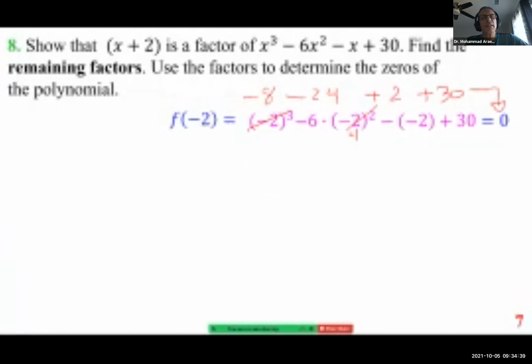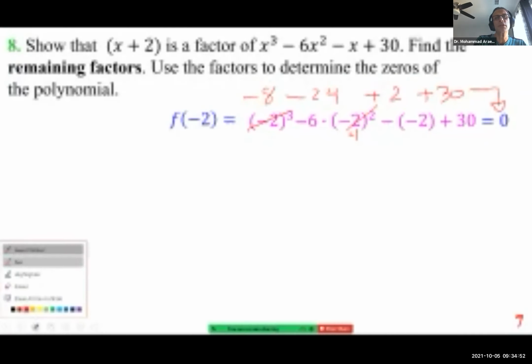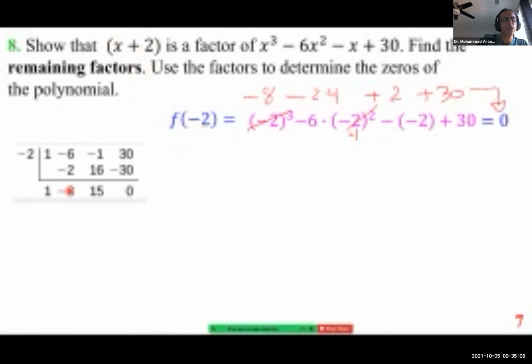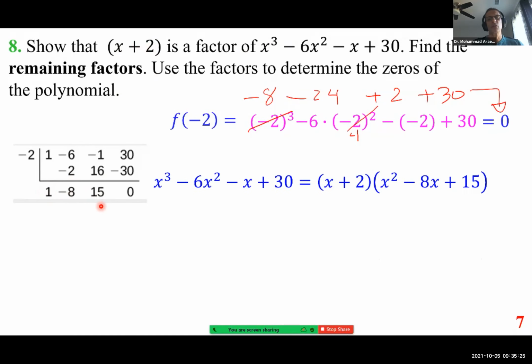Therefore, all we have to do is divide this by x plus 2, by any method. We can do it by long division or synthetic division. If we want to use synthetic division, remember, we put these numbers as 1, -6, -1, 30, and because we are dividing by x plus 2, we have to put -2. So the process will give us the following: 1, -8, 15, 0. Because this is x cubed, this starts with x squared. So 1 times x squared, or simply x squared, minus 8x plus 15. So it's the product of x plus 2 and the expression I just went over.